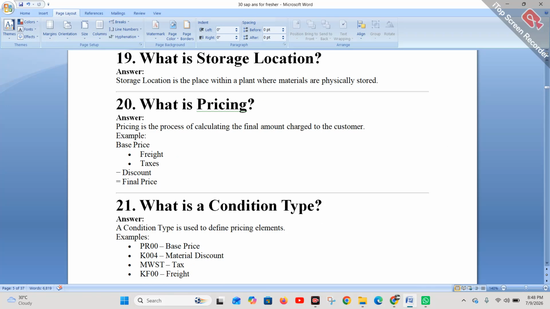What is pricing? Pricing is the process of calculating the final amount charged to the customer for a specific product. There are certain things which are considered in the pricing, such as the base price, tax, freight, discount. All these things are considered while pricing.